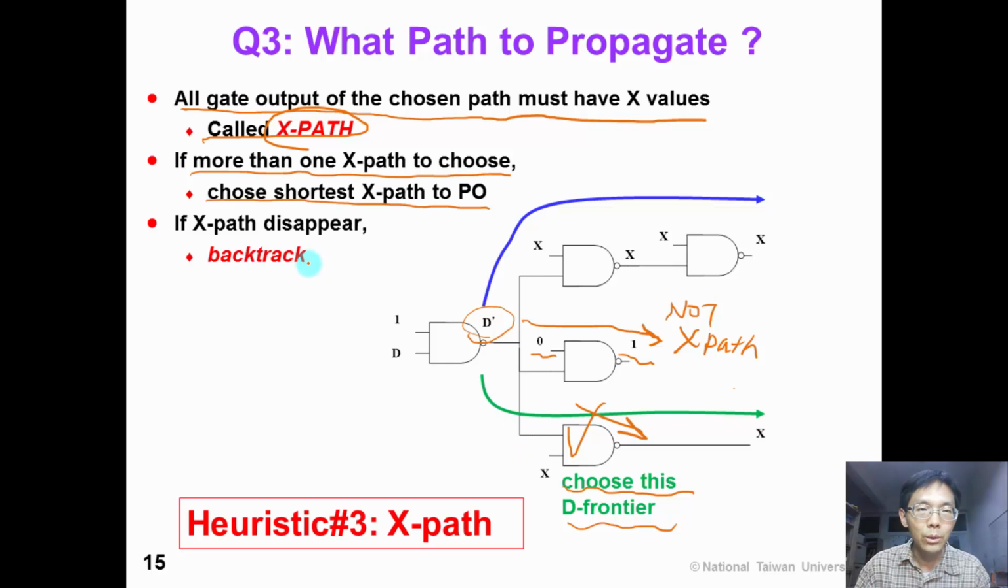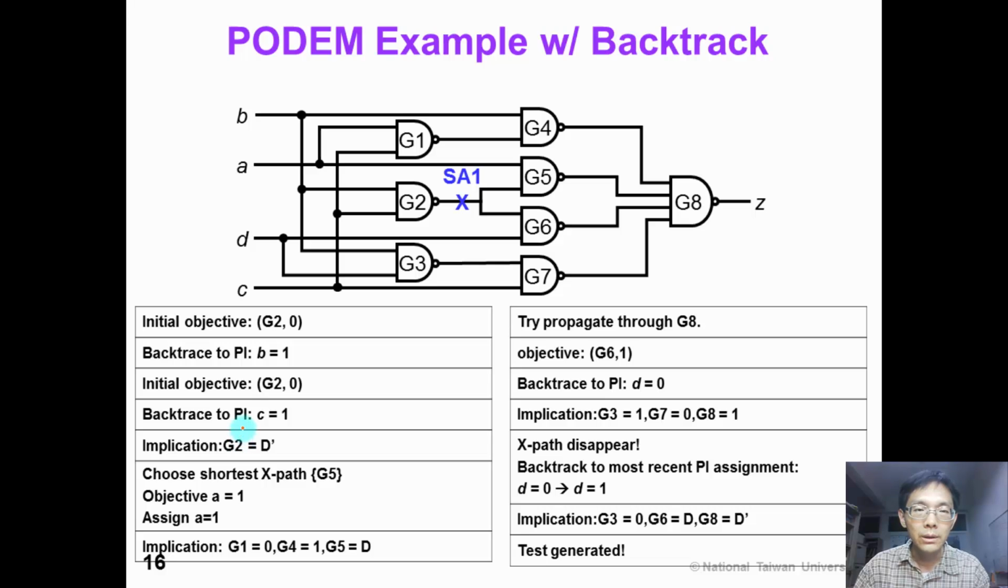During the PODEM algorithm, if all the X paths disappear, that means we have done something wrong. We will need to backtrack. In summary, heuristic number 3, try to propagate the fault effect along the shortest X path. However, as we mentioned earlier, heuristics are not guaranteed to be correct all the time. This shows an example with heuristic number 3, but the guess was wrong.